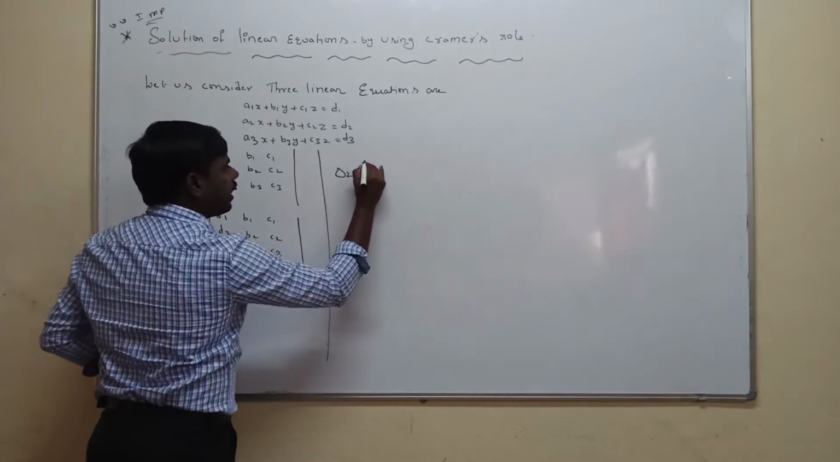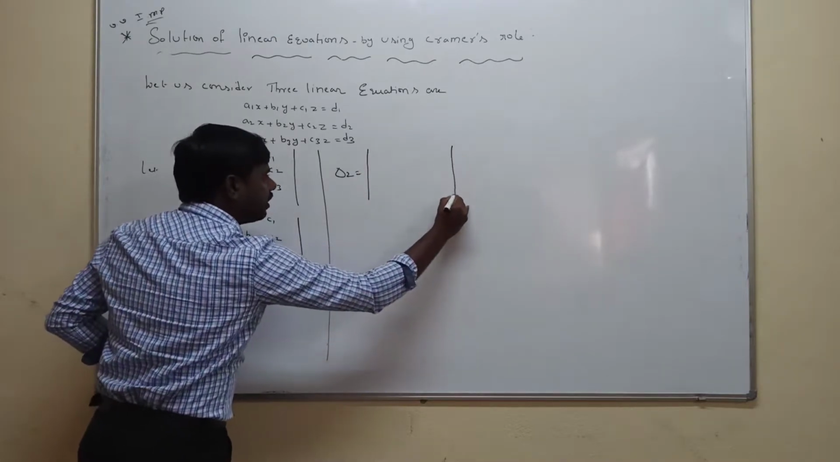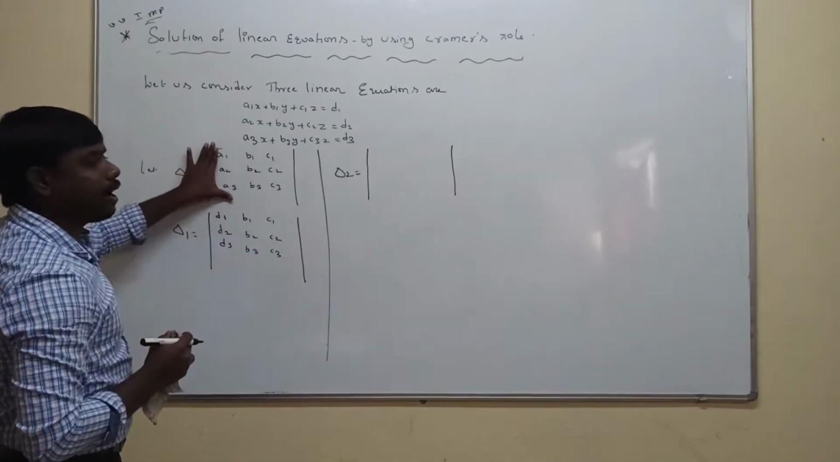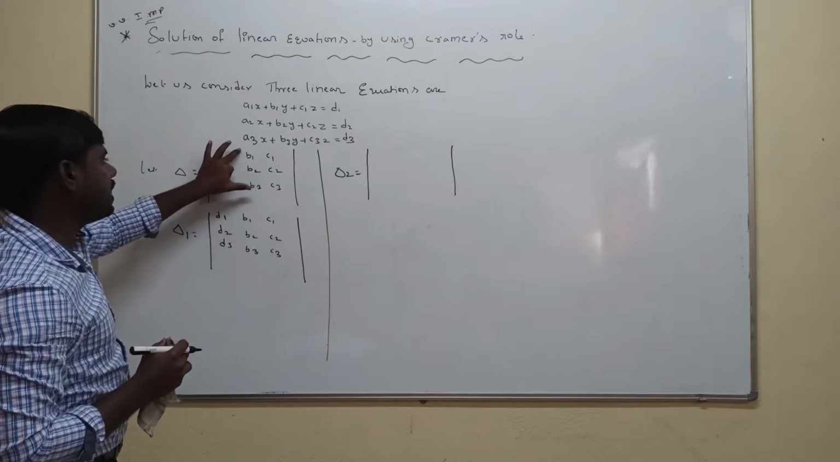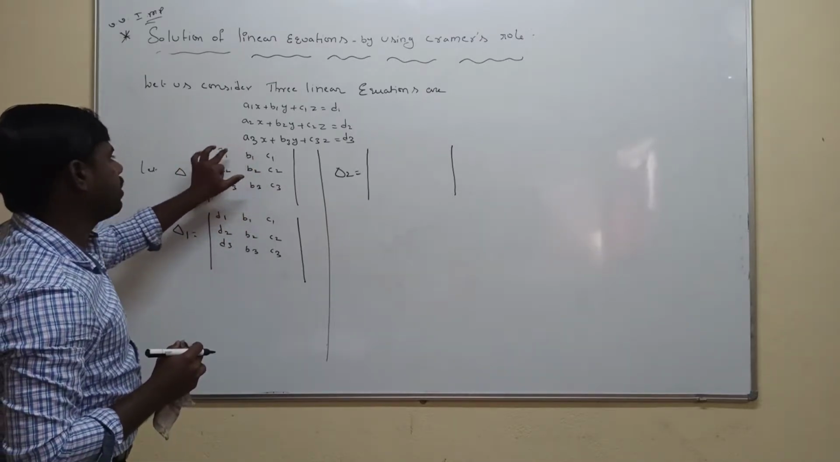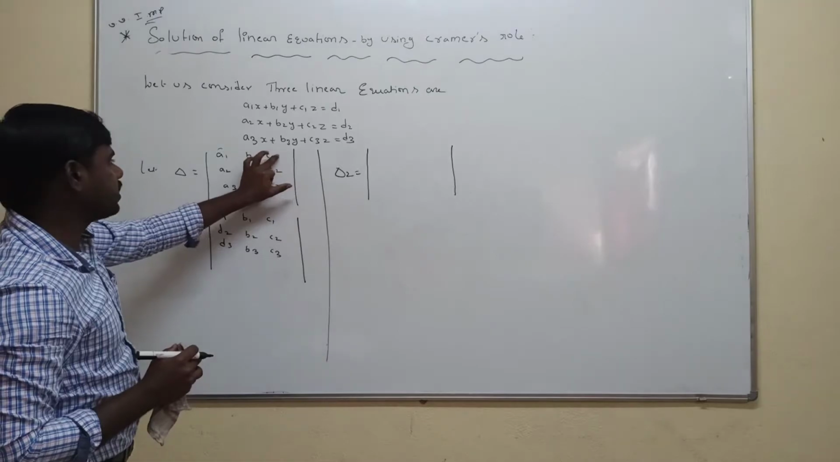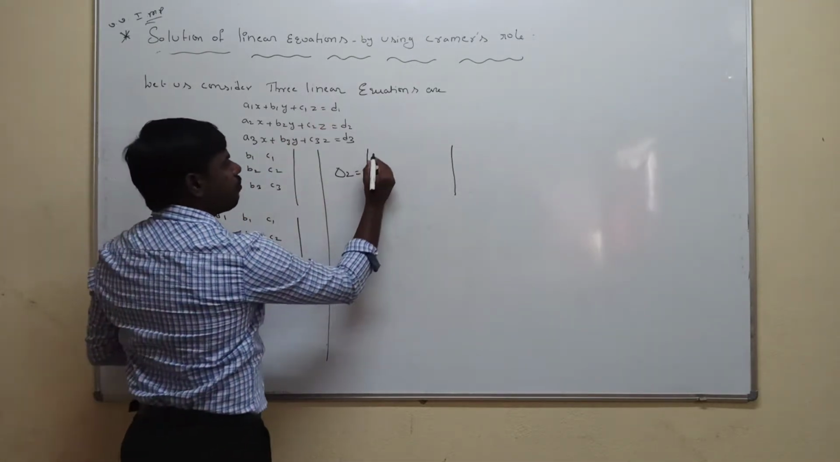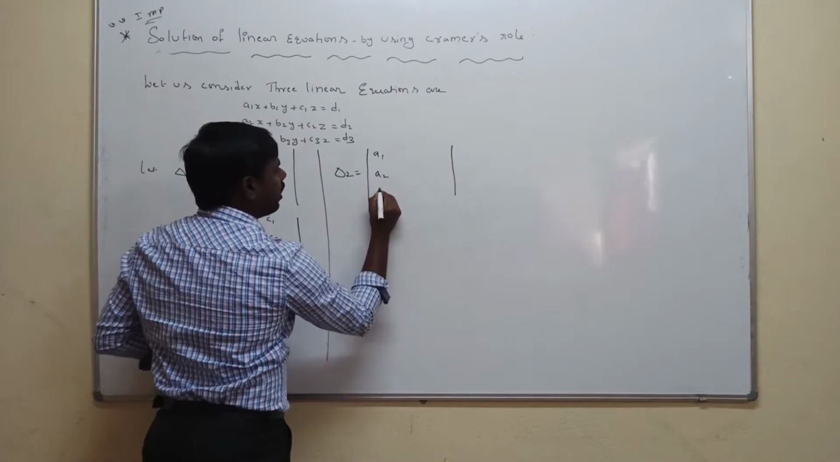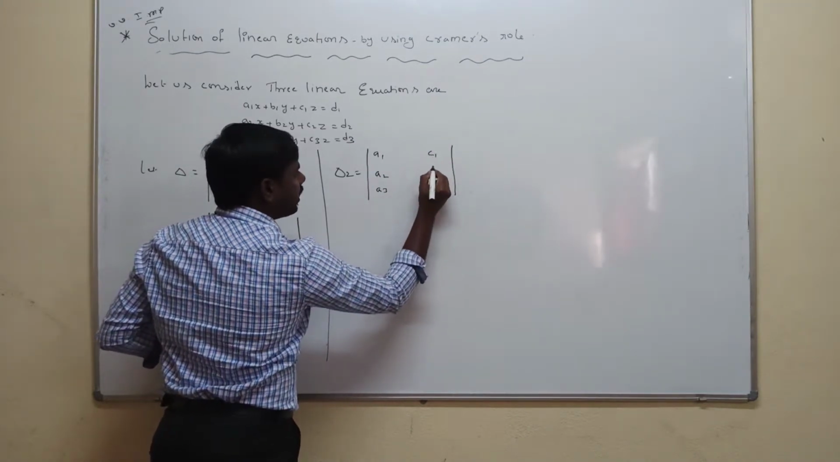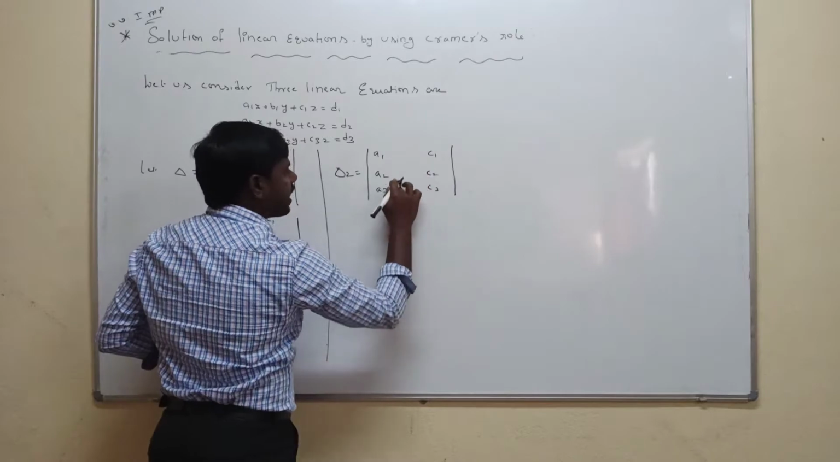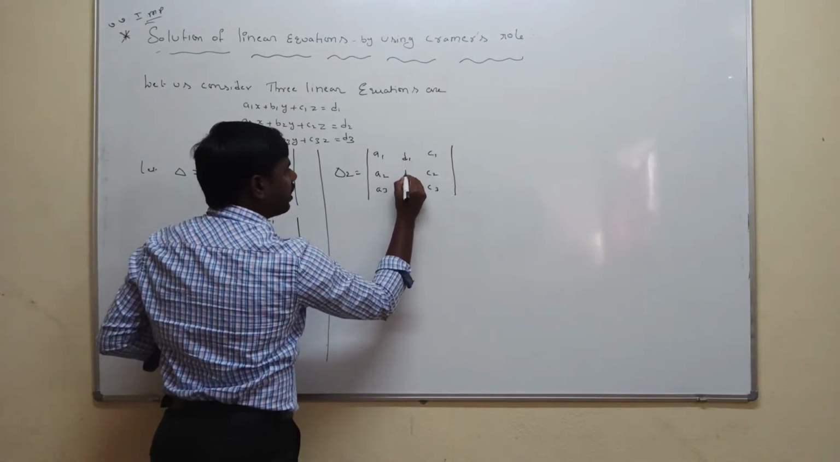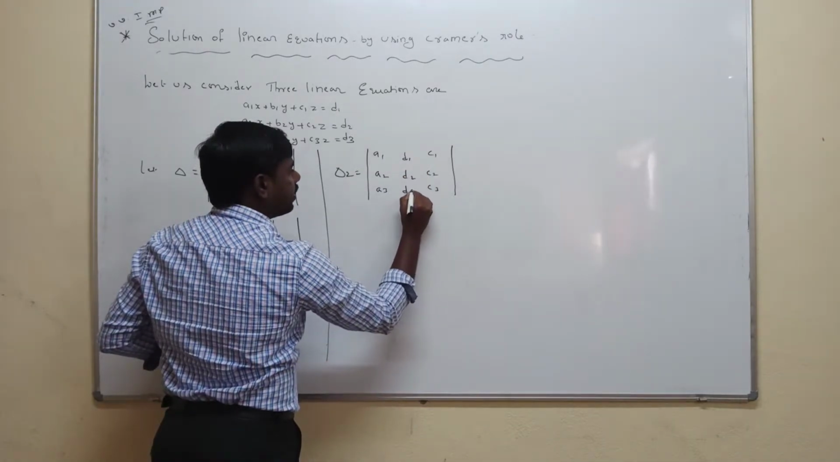Delta 2 we can take as the determinant where the second column is replaced by the first column, and the third column is written as this. The second column is replaced by D1, D2, D3, and the first column and the third column stay as they are.